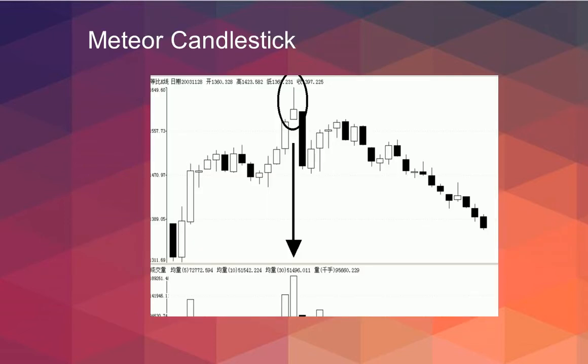Then we can see here. If you see this candlestick appear at the top, and it only has the upper shadow, here is the starting point of the decline. You should prepare to sell. And here we can see the volume is so high, and this candlestick is the shooting star candlestick. So here is the sell point. Okay, then we can see the next one.